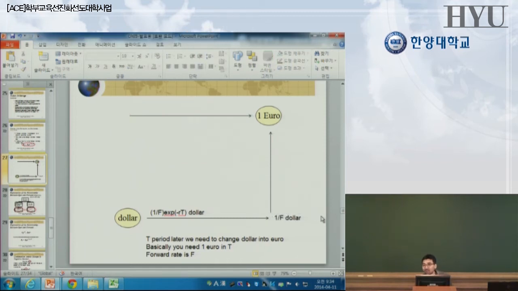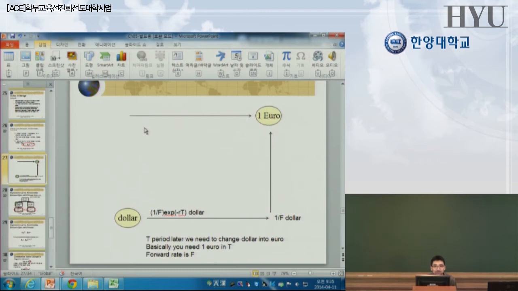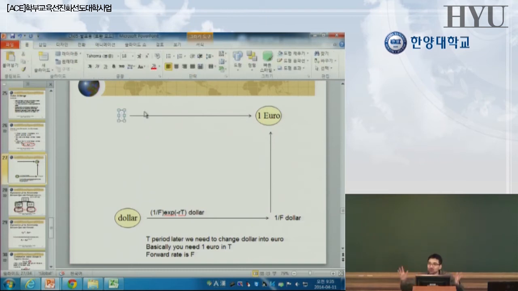Not RT, RFT, because now we have a foreign interest rate. This is a US interest rate. Now, because the European interest rate is RF, you have to put exponential of minus RF T, T euro over here.